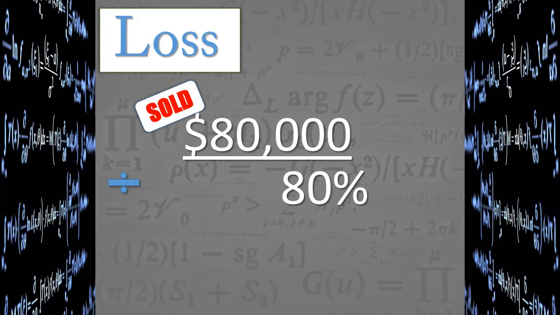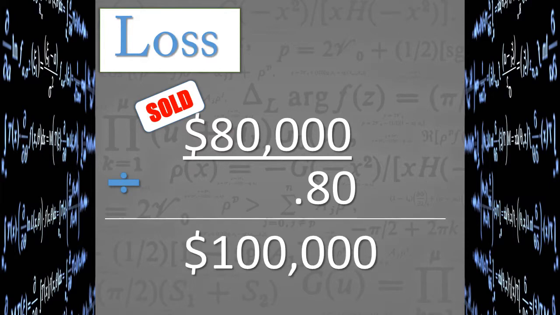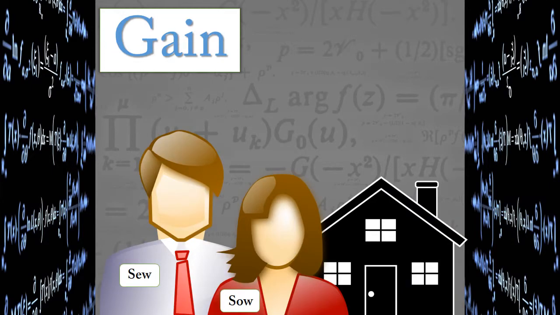Why? How do we know? Because he lost 20%. So we divide this by 80%, changing it to a decimal equivalent, dividing that into that, and coming up with $100,000. Okay? Real simple.